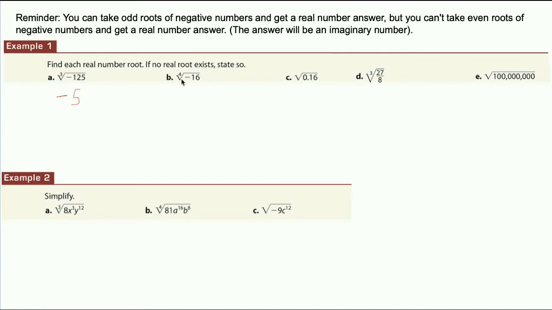Part B, we have the 4th root of -16. Well, we can take the 4th root of +16. That would be 2, but we have this negative number here, so this has no real roots because we can't take the even root of a negative. The next one, part C, the square root of 16/100 or 0.16.